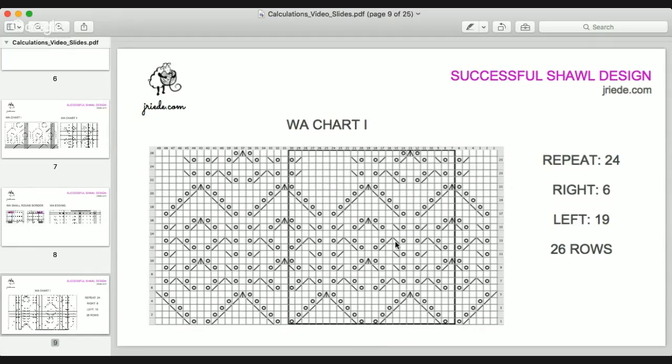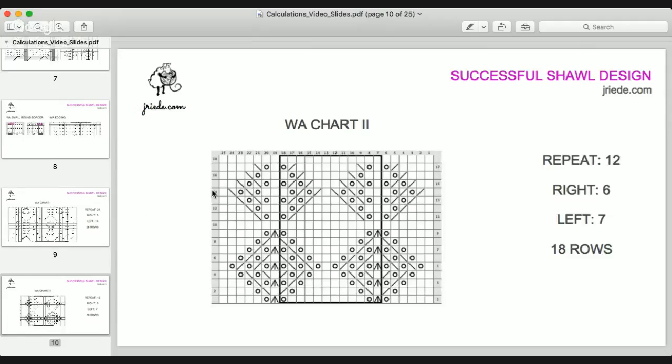So let's have a look at this White Atlantic chart 1. The repeat is 24 stitches wide. The right side has 6 stitches. The left side has 19 stitches. And it consists of 26 rows. The second chart for White Atlantic has a repeat of 12 stitches, 6 stitches on the right side and 7 stitches on the left side. It consists of 18 rows.